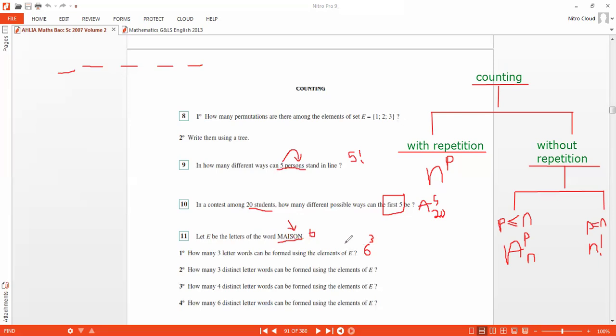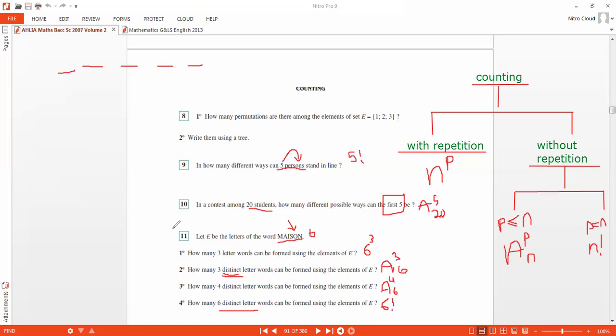So it's 6, the total of my choices, it's 6 power 3. And number 2, the same thing, but they mentioned the word distinct. When they mention the word distinct, it means without repetition, where I'm using only 3 out of 6, so it's A, 3, 6. Now 4 distinct letters, so also it's A, 4, 6 now. Now 6 distinct letters, so without repetition, and I'm using 6 out of 6, this is 6 factorial.